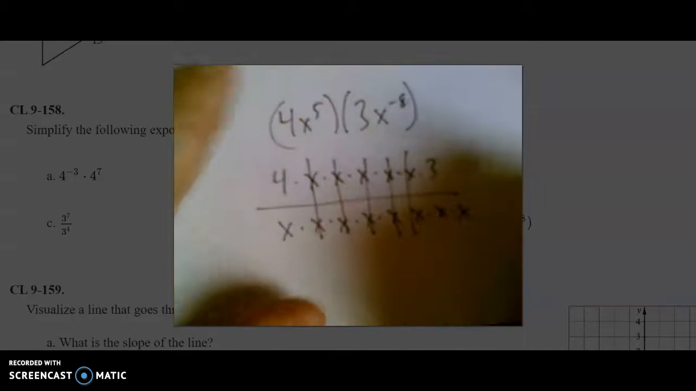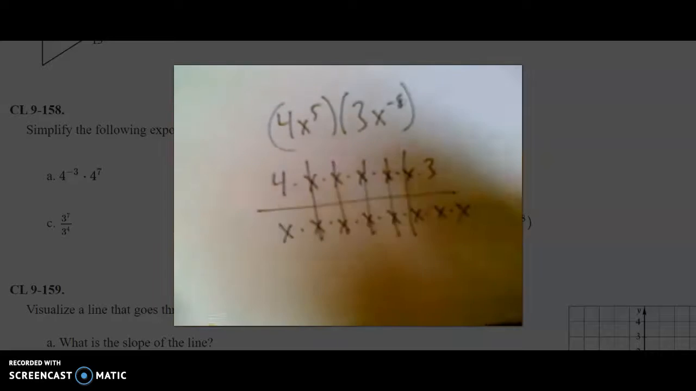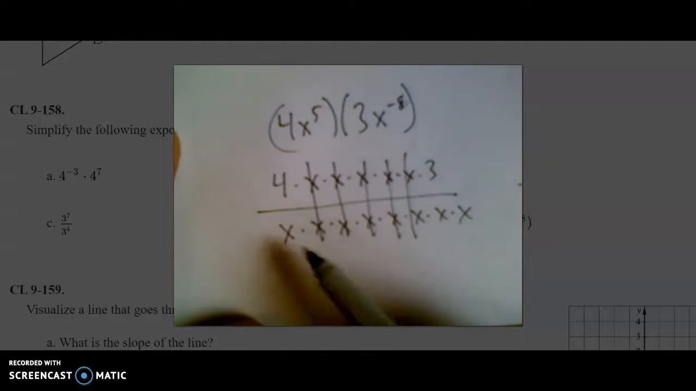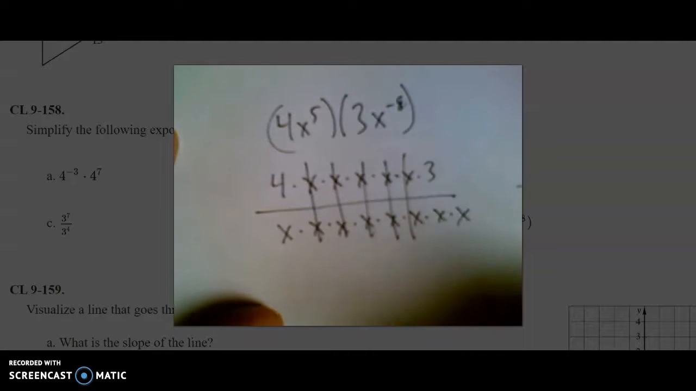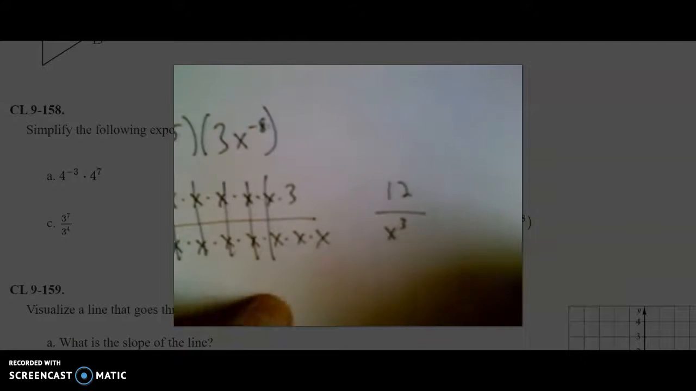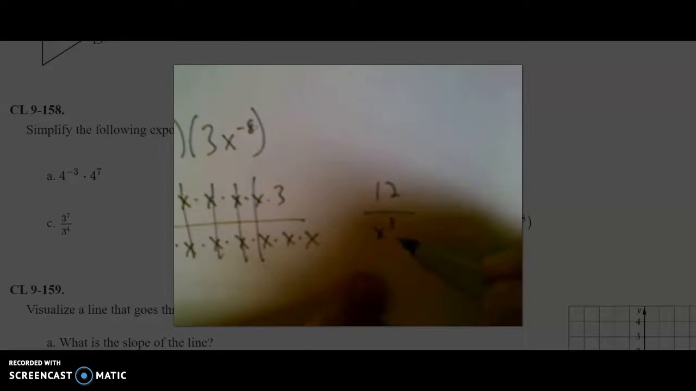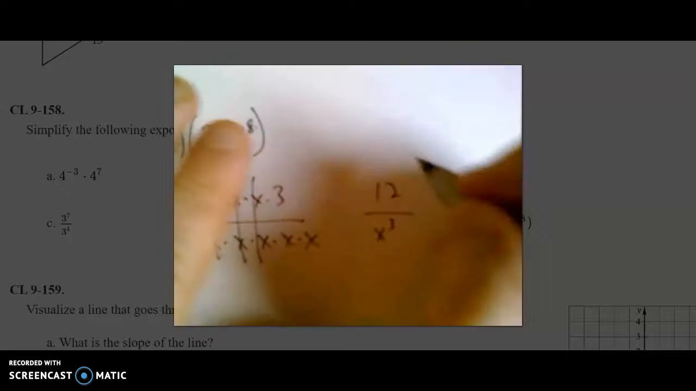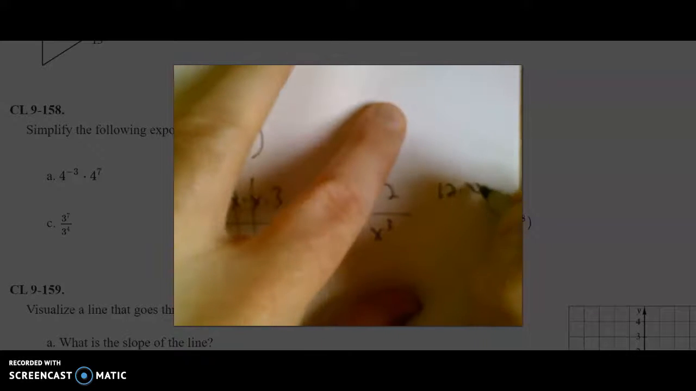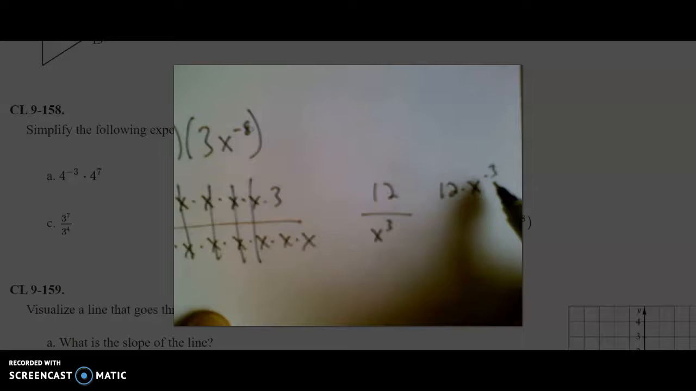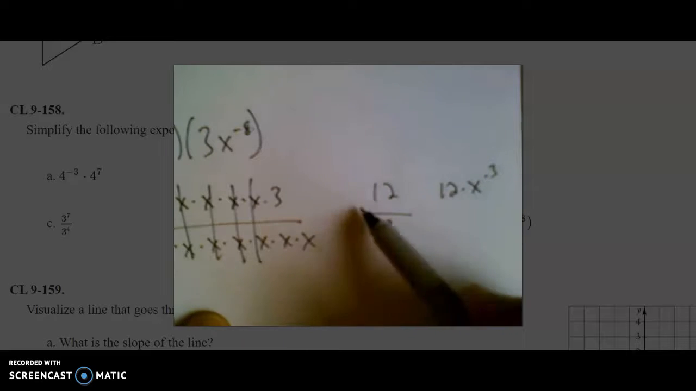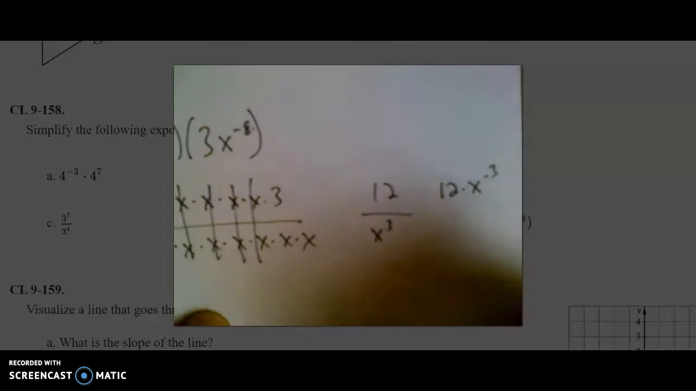So I have 12 in the numerator, because 4 times 3 is 12. In the denominator, I have left x, x, and x. So I have x to the third. So that's one way to write the answer. If you don't want a value in the denominator, you could also go 12 times x to the negative third power. Because again, that negative 3 just flips it to the other side of your fraction.